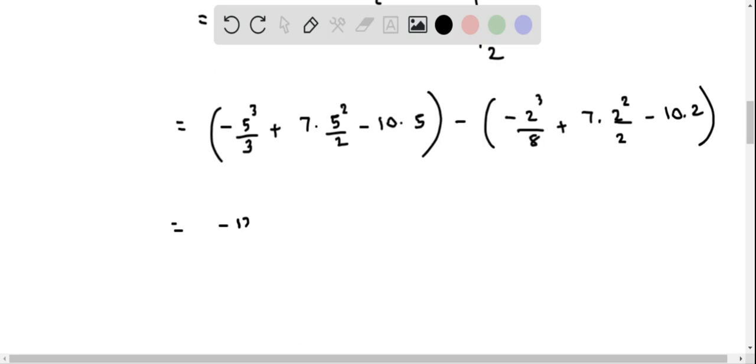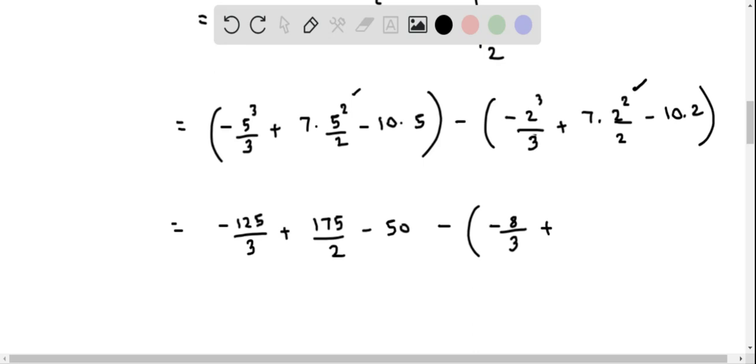So this gives negative 125 over 3 plus, 5 squared is 25, 25 times 7 is 175, so it is 175 over 2 minus 10 times 5 is 50. We then put minus, and then this one will be negative 2 cube, divided by 3. It's not 8. So negative 2 cube is negative 8, and this is over 3, plus 2 squared is 4, 4 divided by 2 is 2, and then 7 times 2 is 14, minus 10 times 2 is 20.